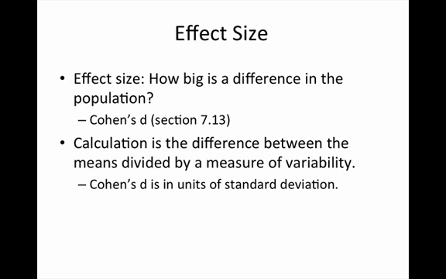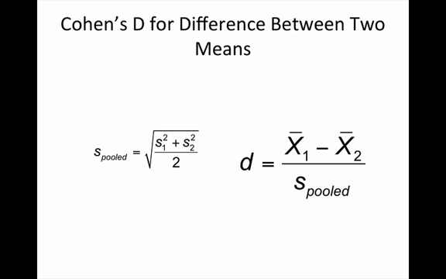Essentially, the calculation is the difference between the means divided by a unit of variability. But whereas in previous portions of this lecture, we've been dividing that mean difference by a standard error, Cohen's d is instead in units of standard deviation. And so here is the equation.